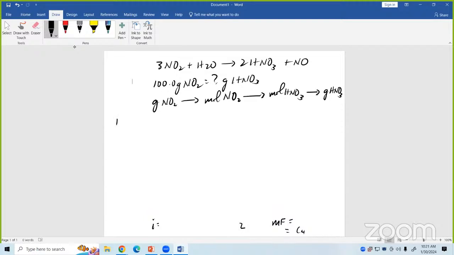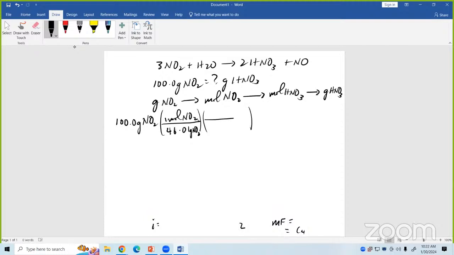So I'm going to start off with the 100.0 grams of NO2, and we have to convert that to moles. So that would be 1 mole of NO2 above, and the molar mass of NO2 we have to calculate based on the periodic table values. So nitrogen is 14.01 plus 2 times 16, which is 32. So the molar mass of NO2 is 46.01 grams for every 1 mole.